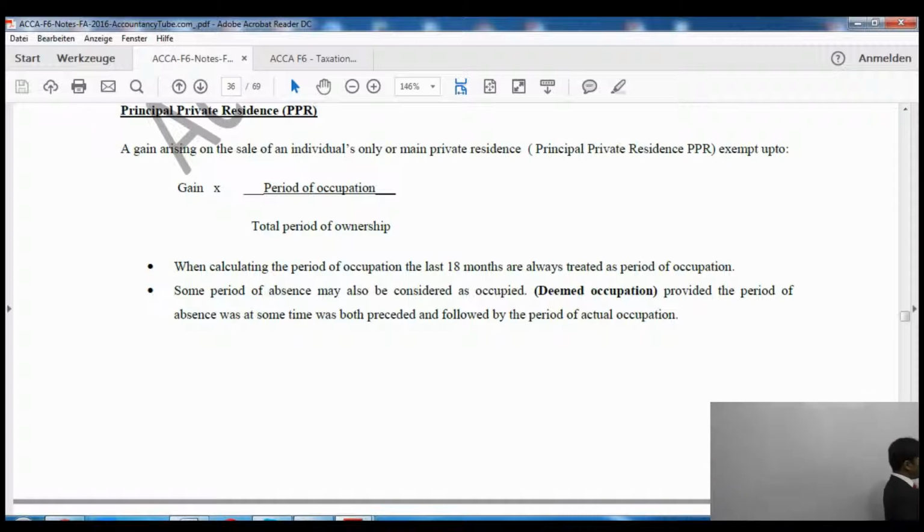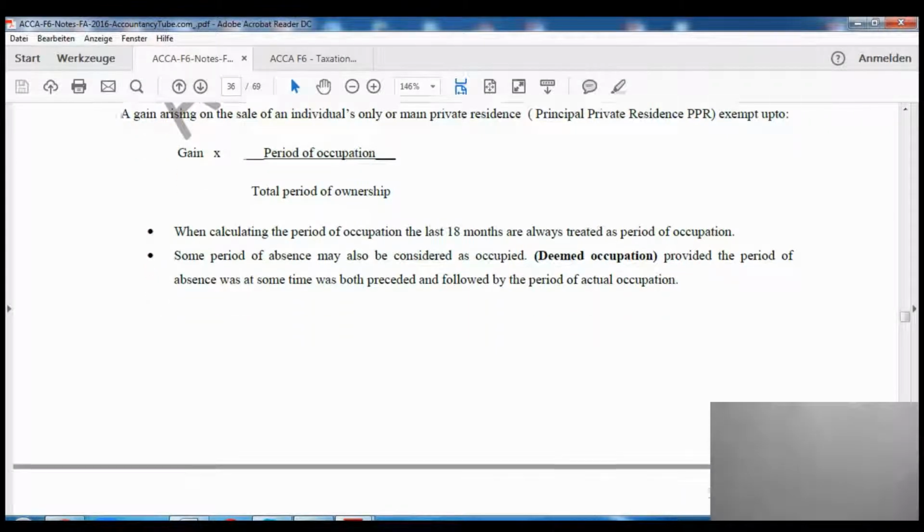Right? Now it says, a gain arising on the sale of an individual's only or main private residence, which is called principal private residence, exemption can be claimed up to the period of occupation over total period of ownership. Say for example, if you have owned that property for 120 months, but you have occupied it for only 20 months, then you can get relief according to that, right? So it is called principal private residence exemption.